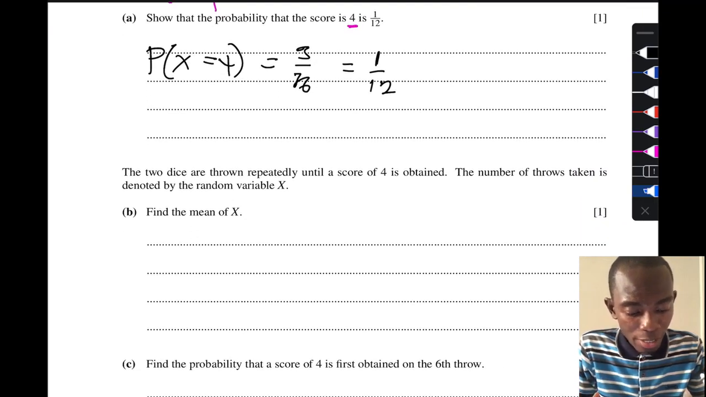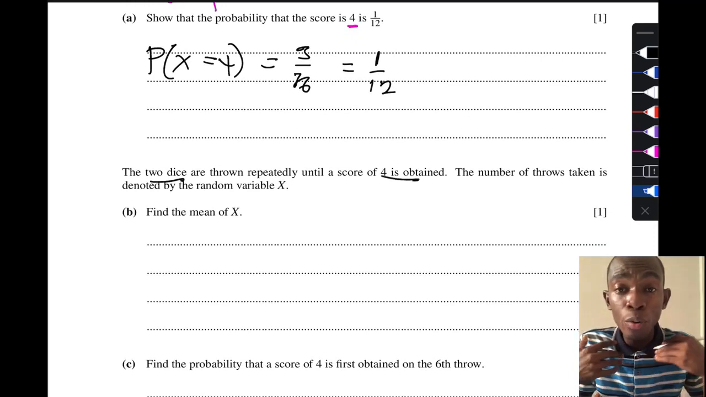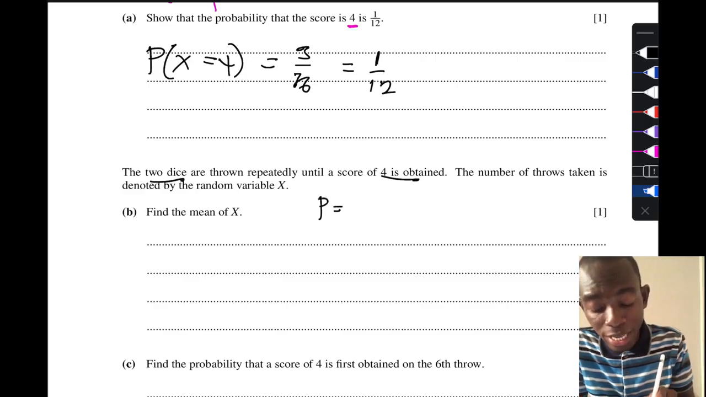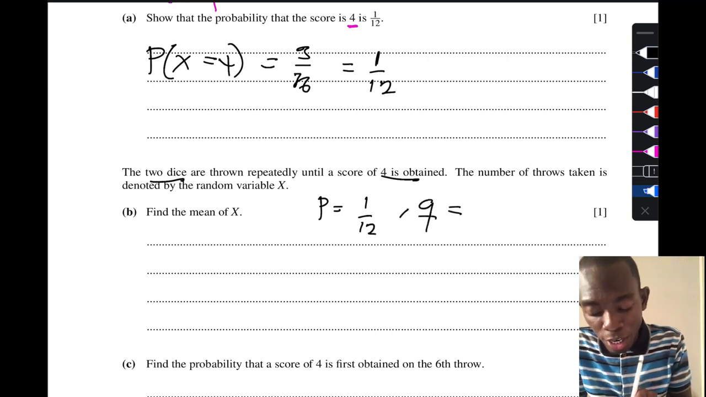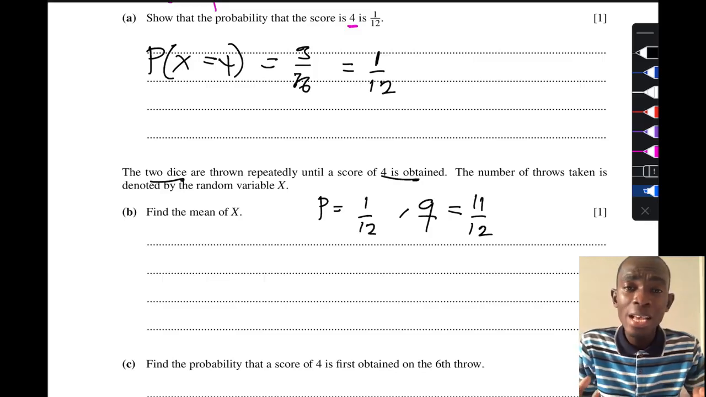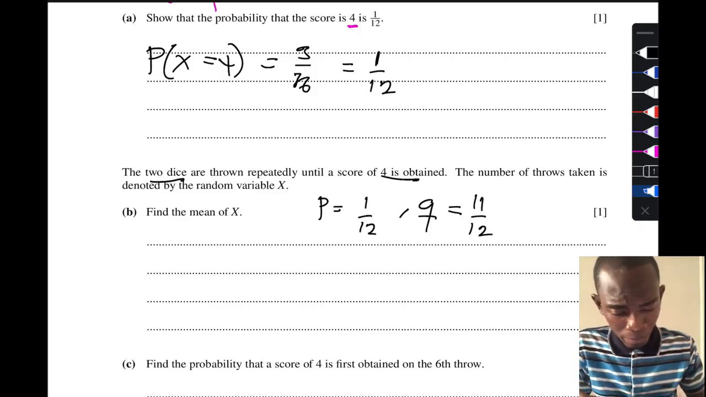Okay, now part B said that 2 dice are thrown repeatedly until a score of 4 is obtained. And now we already know what gives us a score of 4. The probability of success of getting a score of 4 is 1 over 12. You know that already. So that means that the probability of not getting a 4 is 11 over 12. Now they said that we should use X. The first thing says, find the mean of X. So they either ask you to find the mean of X or the expectation of X. These are wordings that they use, so look out for them.